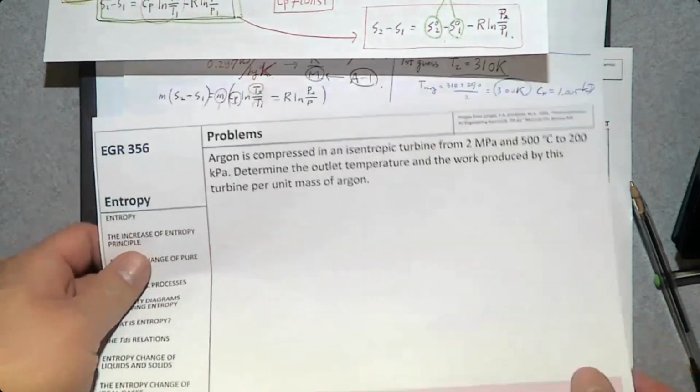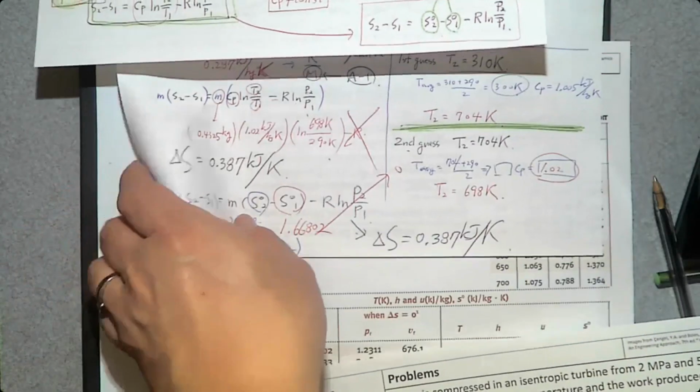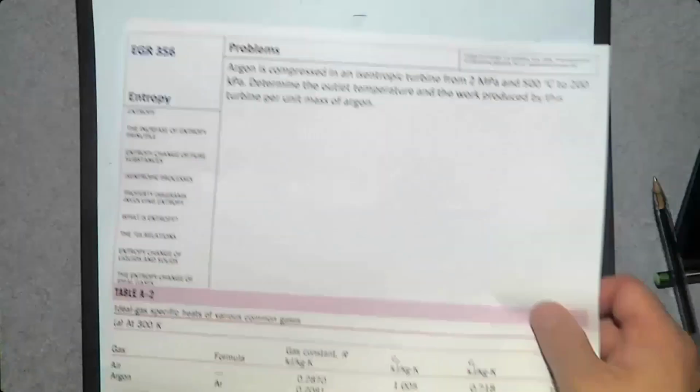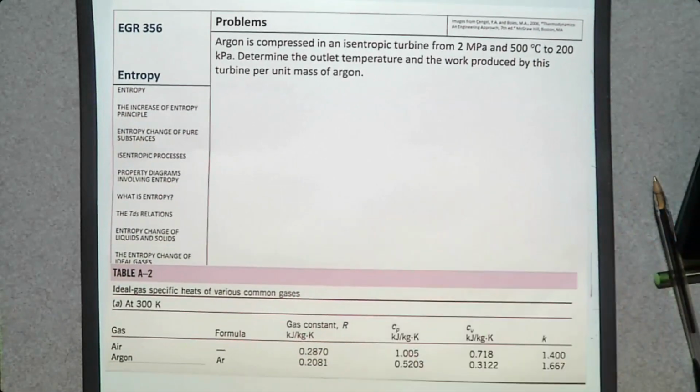Let's look at the second problem. This time we have argon compressed in an isentropic process. We have a pressure and temperature at the initial state, and a pressure at the final state. So we know how much the pressure changes. We know the initial temperature. We want to determine the final temperature.